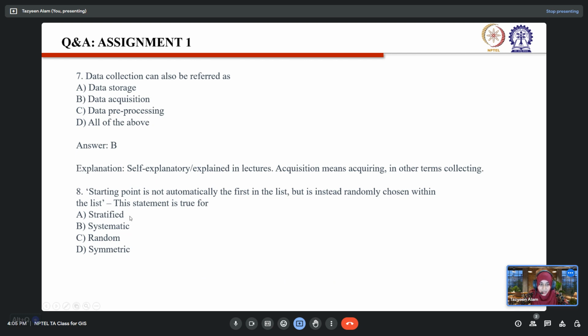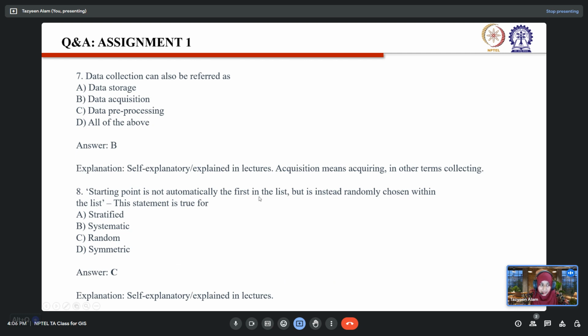Question 8. Starting point is not automatically the first in the line, but is instead randomly chosen within the list. This statement is true for stratified, systematic, random, or symmetric. So your answer here is C. This is self-explanatory again, from the previous lectures.